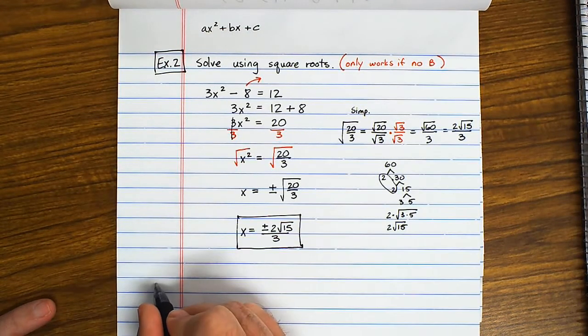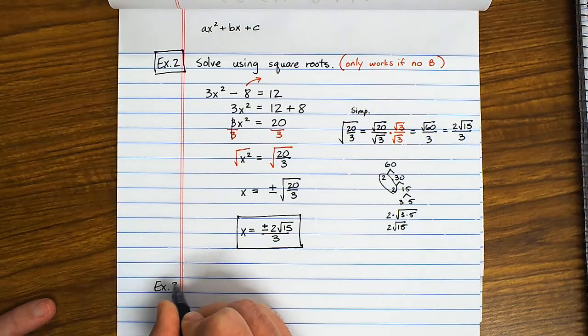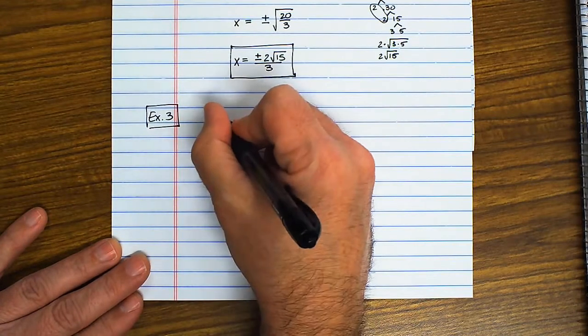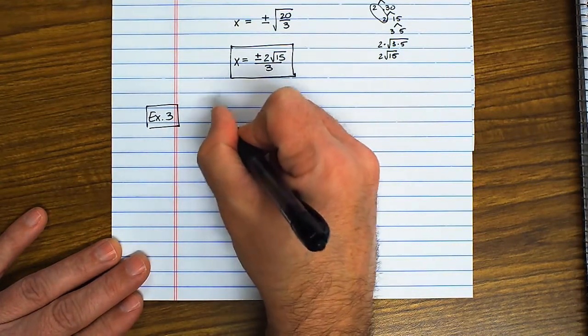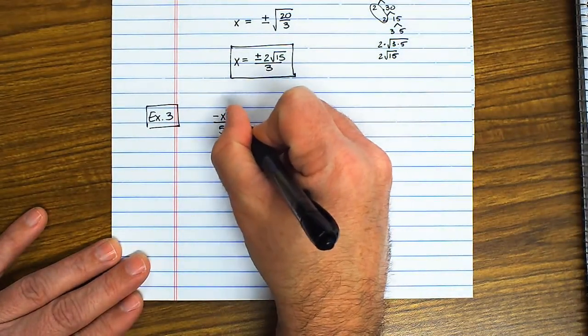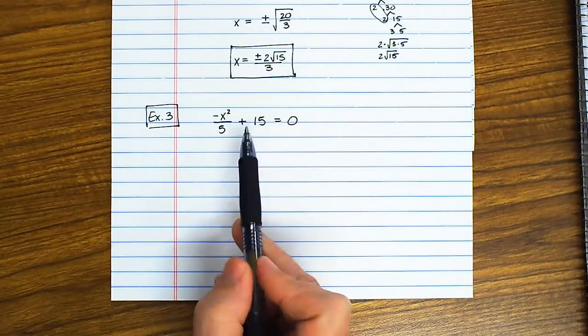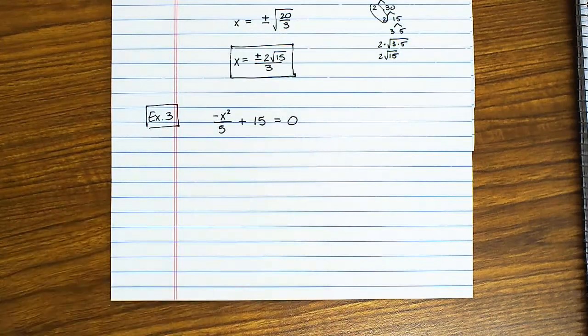Okay. I want you to try this one on your own. I'm going to give you about 5 minutes. Let's say that we have negative x squared over 5 plus 15 equals 0. Notice that we have no b. So try to solve it with square roots, and we'll go over it in about 4 or 5 minutes. So give that a shot.